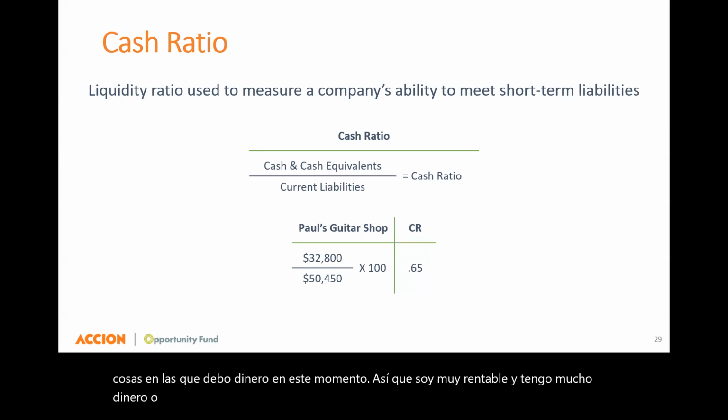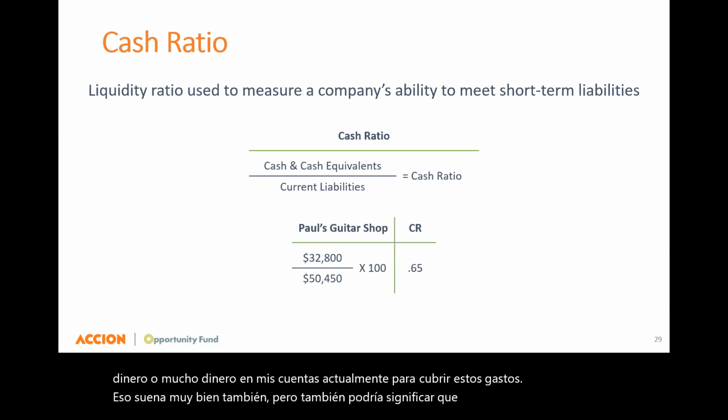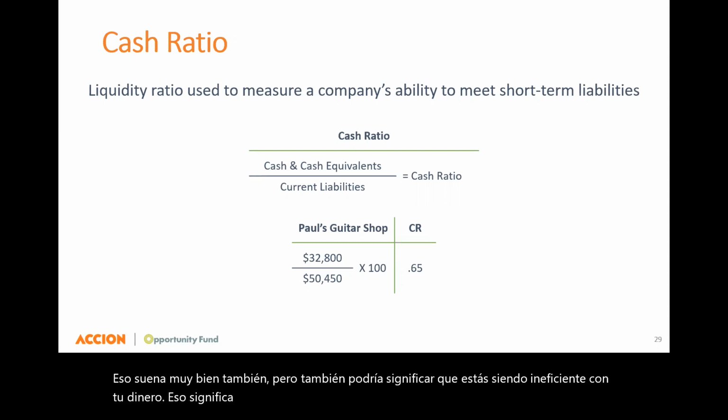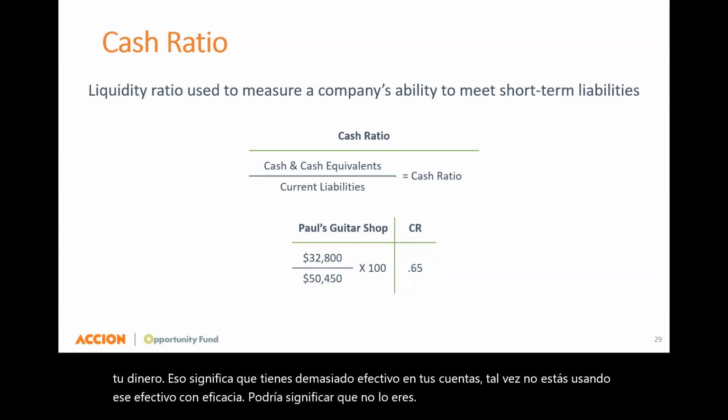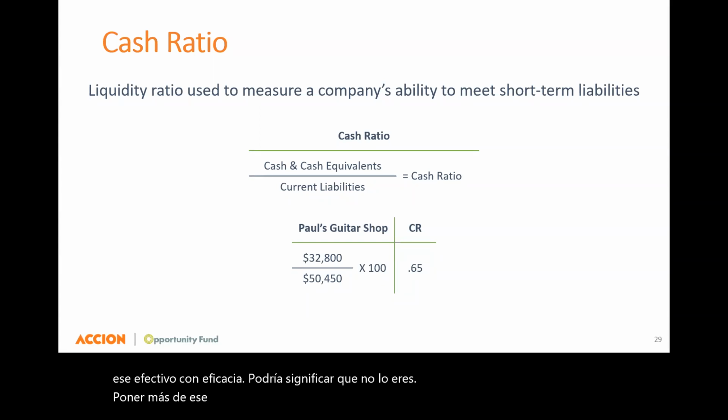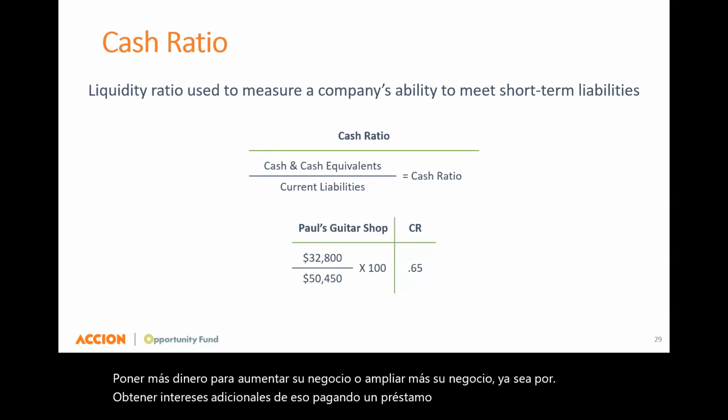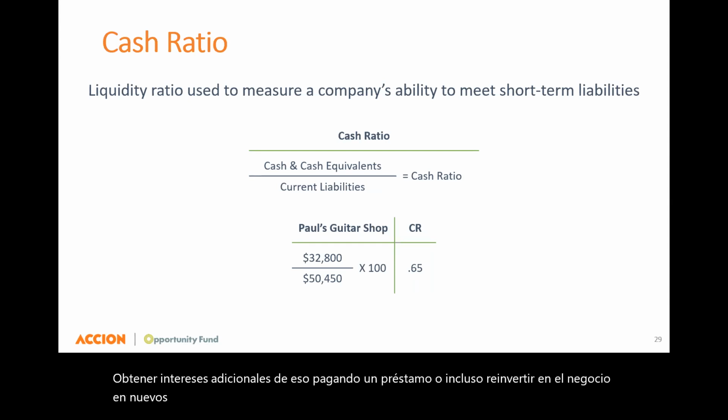to cover these expenses. That sounds very good as well, but it could also mean that you're being inefficient with your cash. That means that you have too much cash in your accounts, and maybe you're not using that cash effectively. It could mean that you're not putting more of that money into increasing or scaling up your business, either by getting additional interest from it, paying off a loan, or even reinvesting in the business in new products or services, right? And that's really what a cash ratio does.